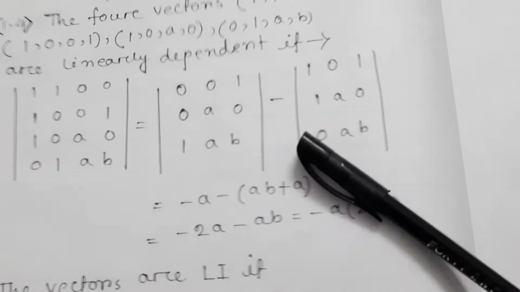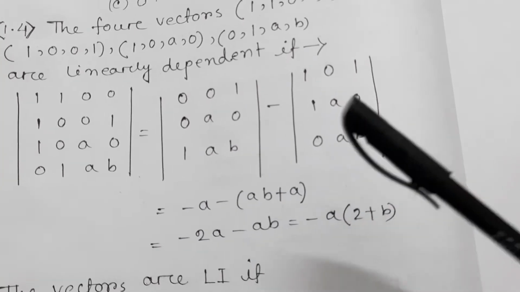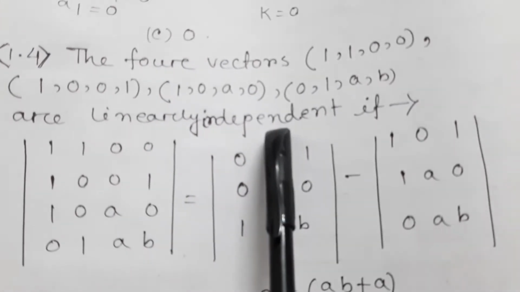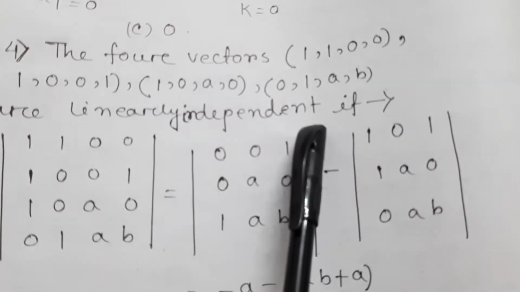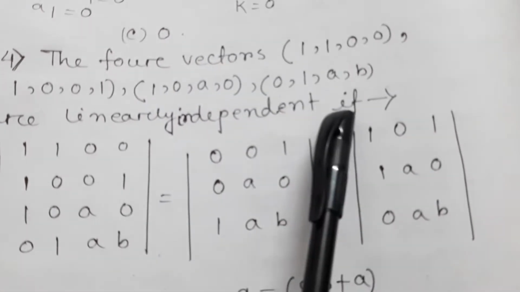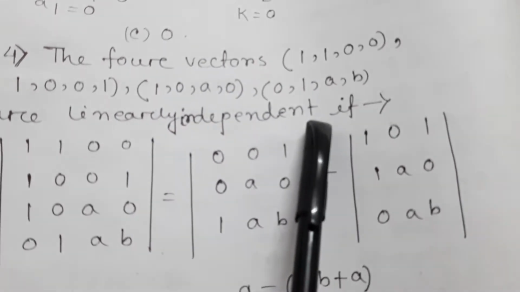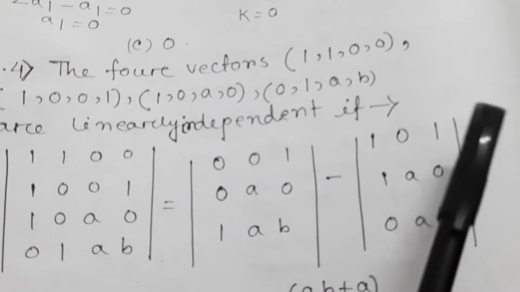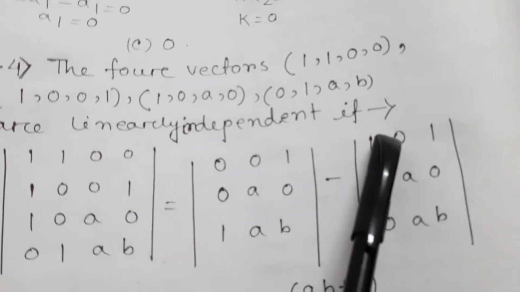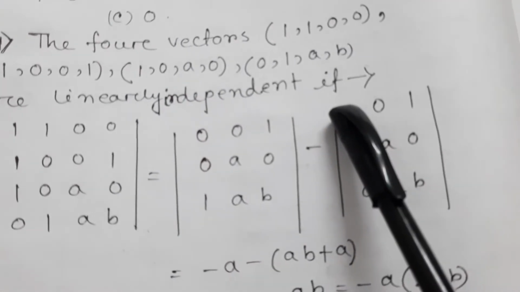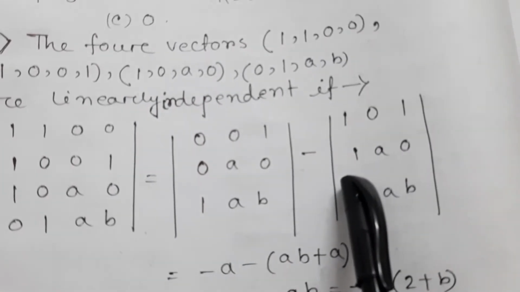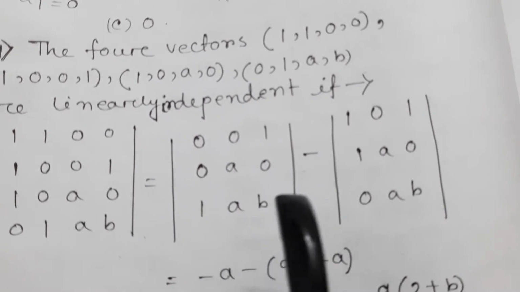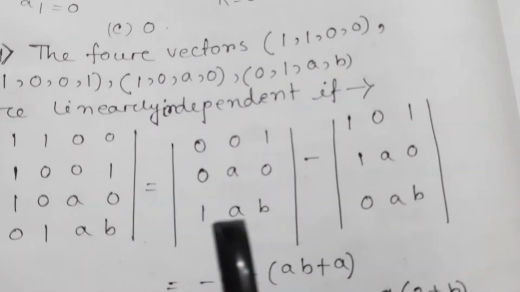So for a unique solution our determinant is not equal to 0. Sorry, here it will be independent. Only for linearly independent will it be a unique solution, not infinite or no solution. But for a unique solution the determinant is always not equal to 0. For infinitely many solutions and for no solution the determinant is 0.